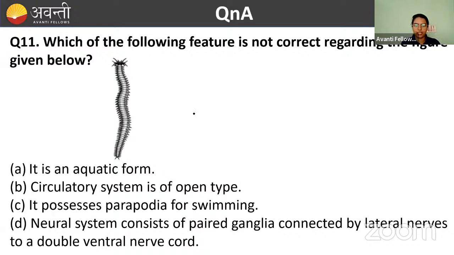Now, which of the following features is not correct regarding the figure given below? हाँ, अभी ये थोड़ा मुश्किल हो सकता है जिन लोगों ने पढ़ के नहीं आए. Okay, so look into the diagram, read the options. I will give you 40 seconds for this. After 40 seconds, I'm going to launch the poll. And meanwhile, I'm expecting answers in the chat box also.